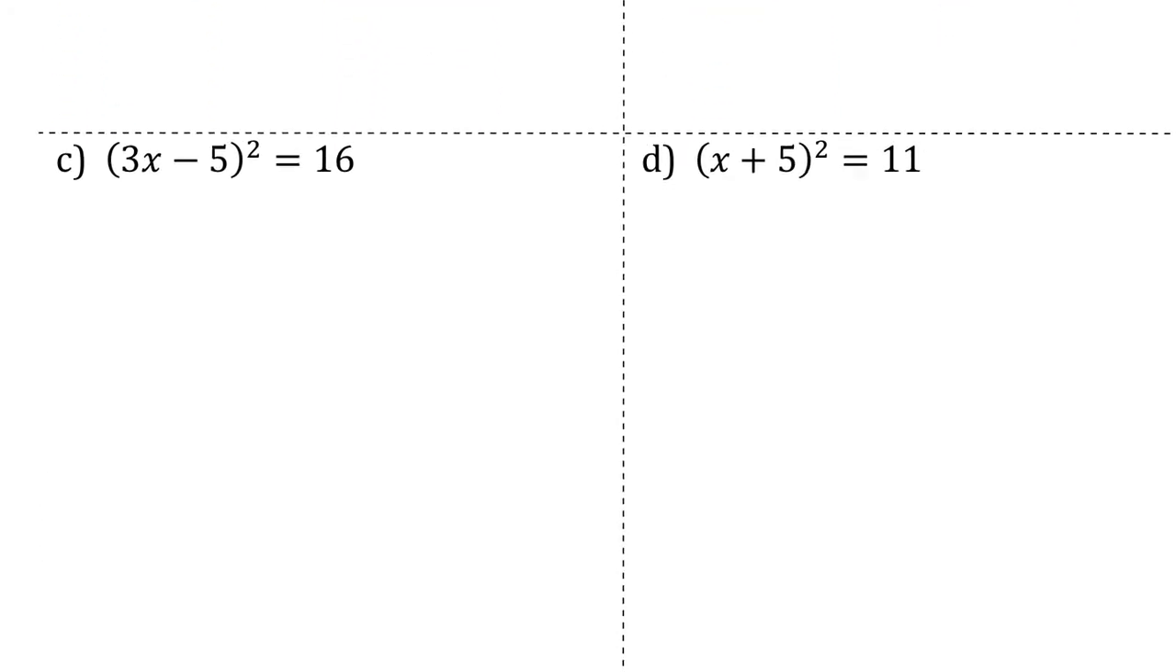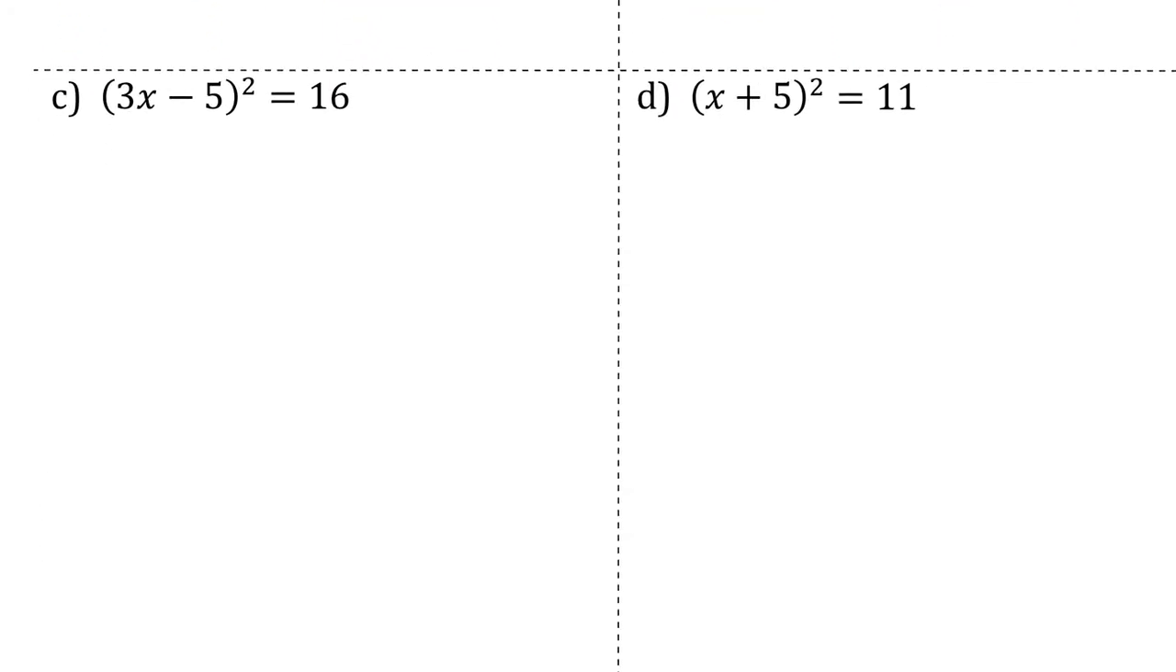Okay, let me try a couple more of those. Let's see, C, I'm going to do the same thing. I'm just trying to give you some different types. Okay, canceled the squared. I have 3x minus 5 equals 4, but it could also equal negative 4. So I could split it up right away, or I can write it out individually. They both work.